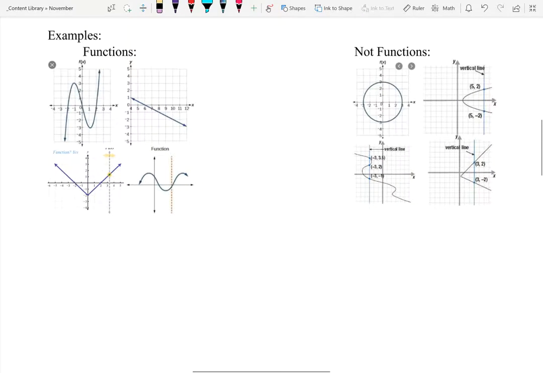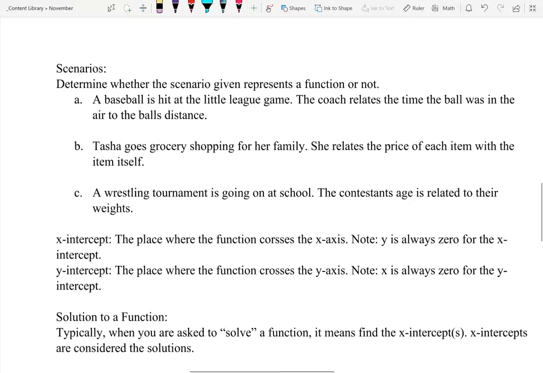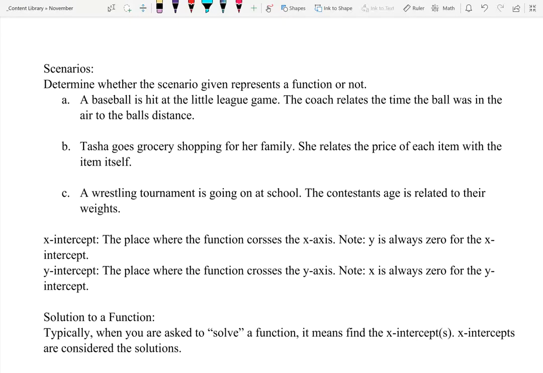So in class, we kind of just sketched these out ourselves, but there we go. But yeah, here I already had the graphs determined. So, scenarios. Determine whether the scenario given represents a function or not. Our first scenario is a baseball is hit at a Little League game. The coach relates the time the ball was in the air to the ball's distance. So consider time as your x and distance as your y.